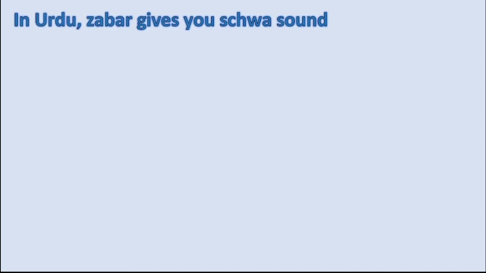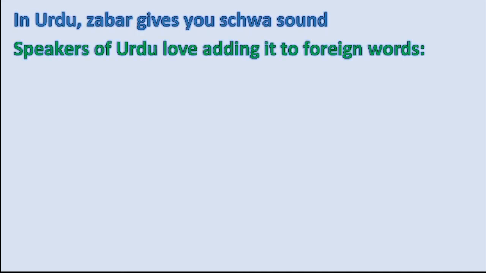Now, in Urdu, this schwa sound is represented by the symbol zabar. Remember that slanted line on top of a letter? Now, speakers of Urdu, they love adding it to foreign words. Urdu has loads and loads of foreign words in it. There are many English words which are used in Urdu as well. So, look at this now.